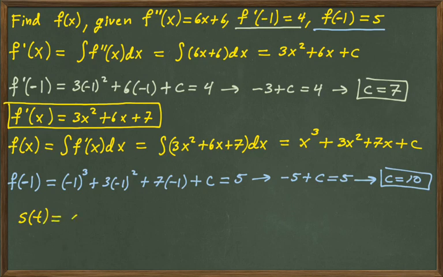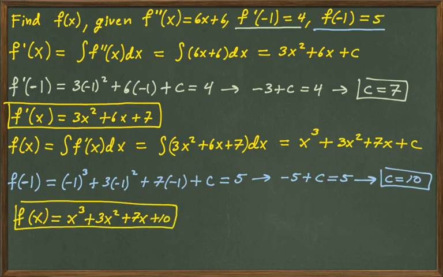And so our particular position here, oh, I am calling it position, hold on a second. It could be a position, but it was f of x here. This should be f of x. All right, so f of x is equal to x cubed plus 3x squared plus 7x plus 10.